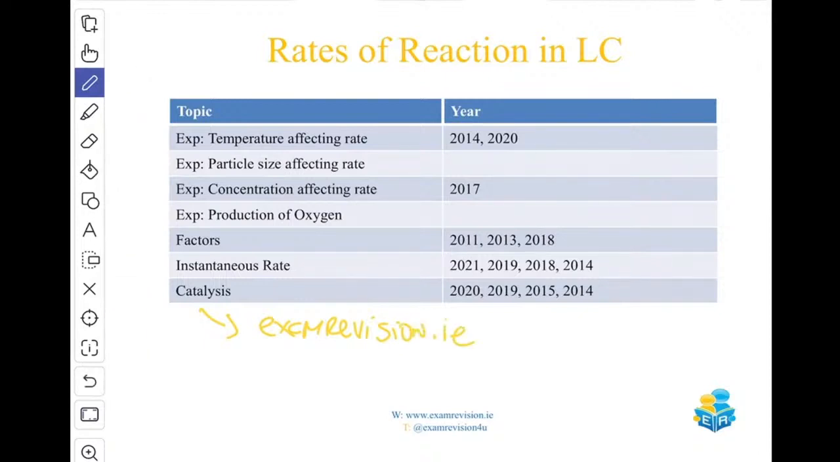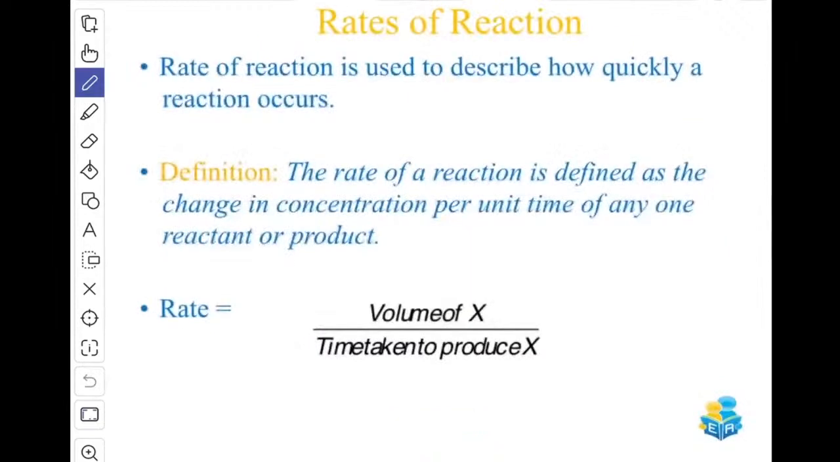So let's dive straight in, and the first thing that's always good is to begin with a definition, set the tone, set the scene. So rates of reaction are used to describe how quickly or slowly a chemical reaction can occur. So a definition for rate of reaction: the rate of reaction is defined as the change in concentration per unit time of any one reactant or product.